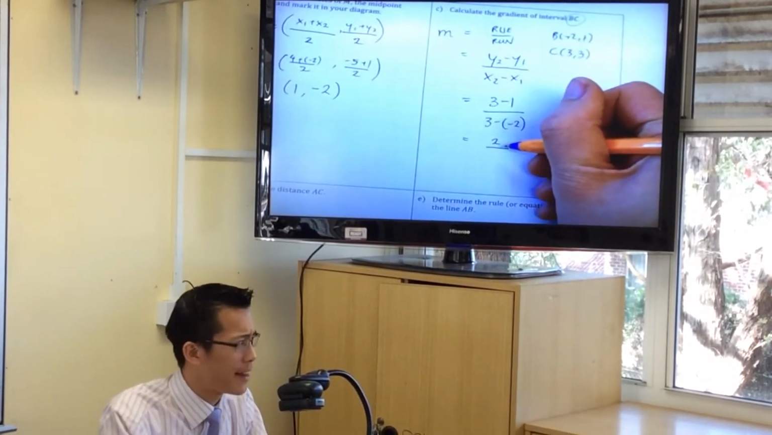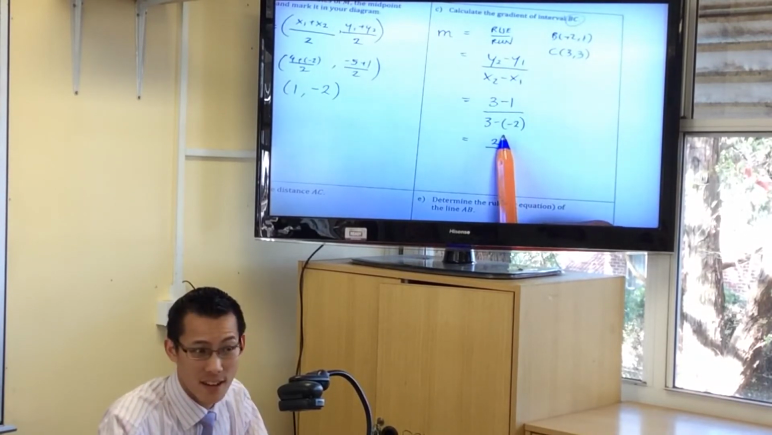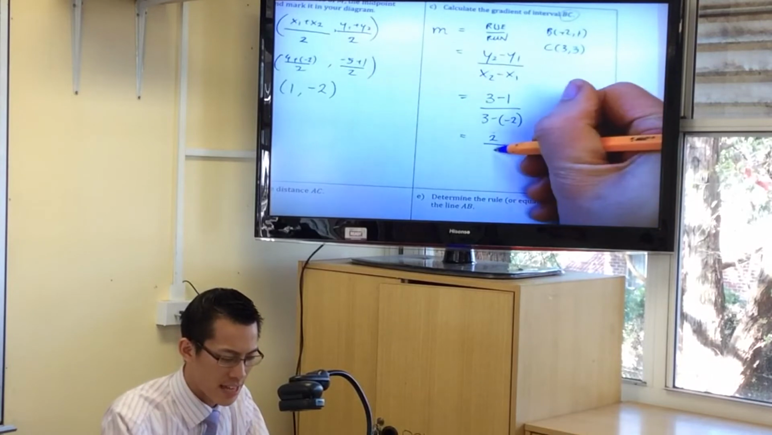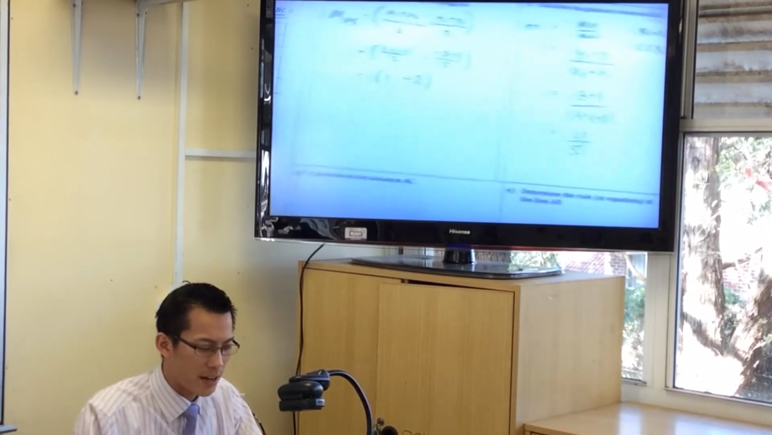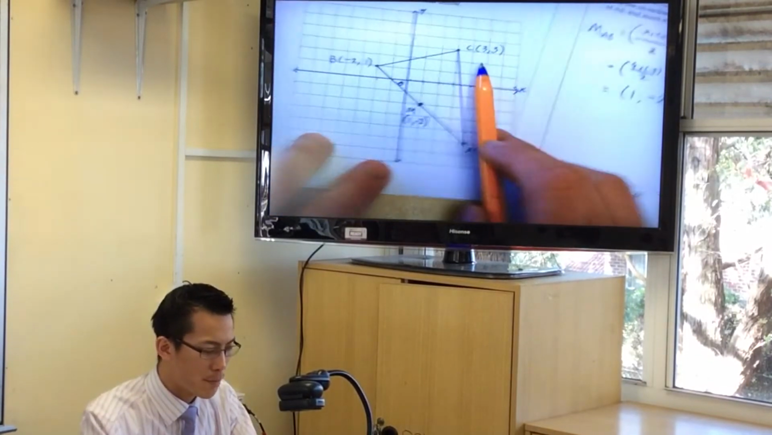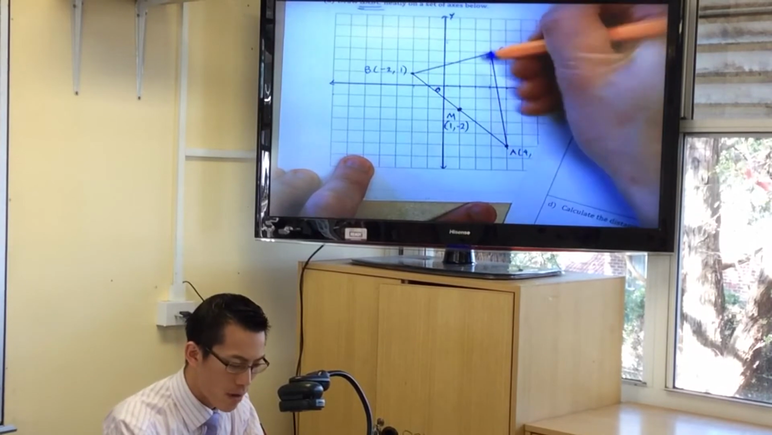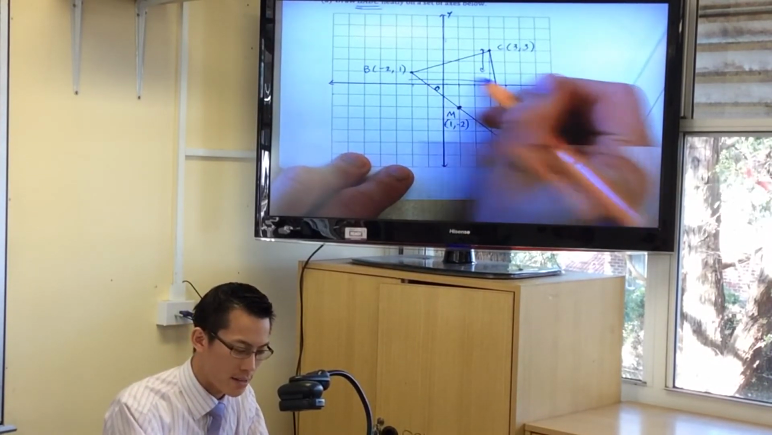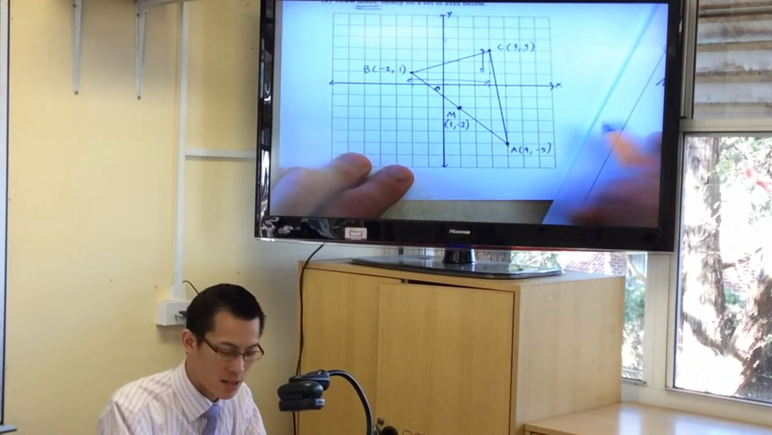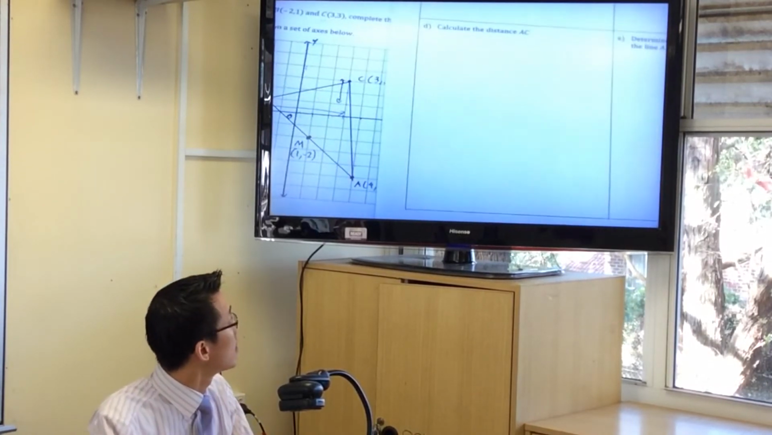What's the denominator? 3 minus negative 2, what's that? I think that's 5, isn't it? Yes. Double negative equals a positive. Now just check that out. 2/5. Does that look about right? I'd say so. Yeah, look, see? The rise here is 2 units, and the run, like that, is 5 units. Rise over run, 2 over 5. Awesome. Okay, that's it, we're almost there.